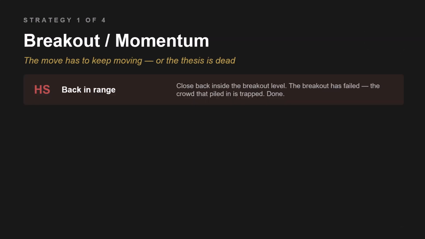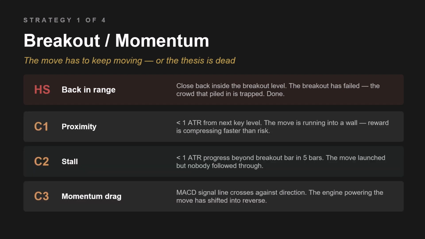So let's look at strategies. So if we look at a breakout, then really a breakout, which subsequently becomes a momentum trade, the move has to keep on moving. So our hard stop is fairly obviously it moves back into the range, as I've already suggested. It's done. Confluence factors may be our proximity. So how far is it to the next level? That less than 1 ATR. Progress through a breakout bar in 5 bars, so there's no follow through at all. And that MACD signal line crossing against the direction. So there we've got essentially 3 potential, fairly easy to look at confluence factors.